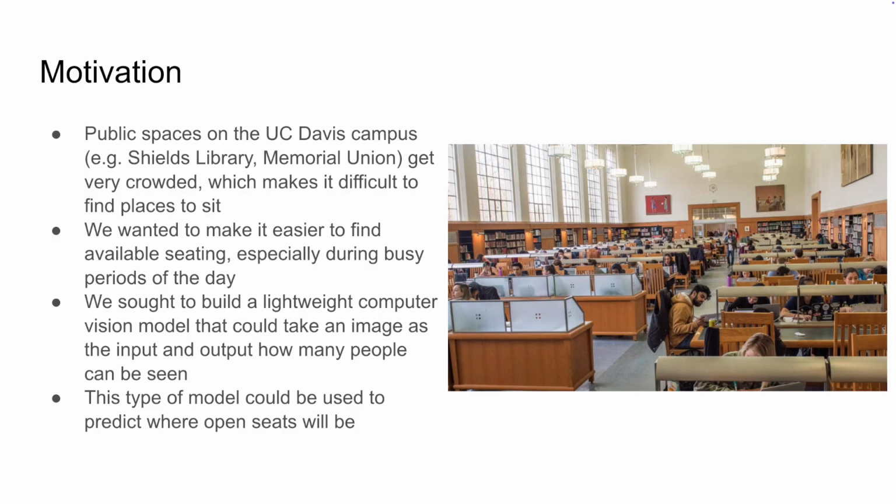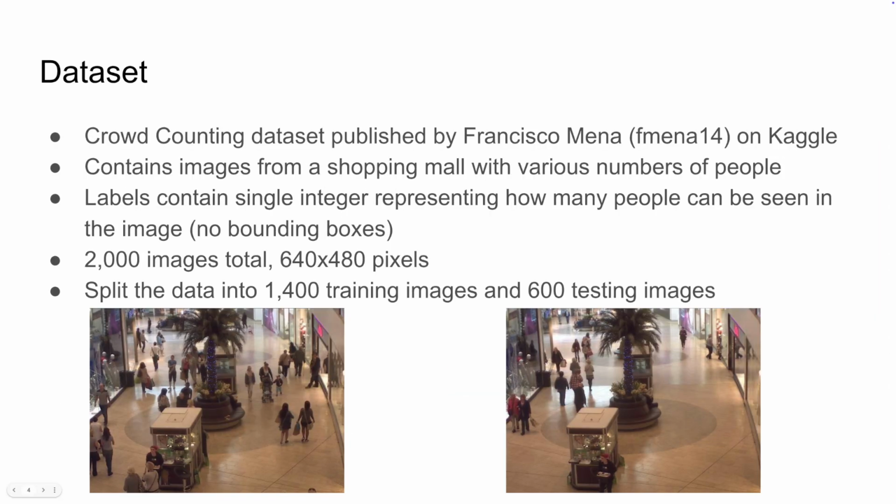And we were hoping to find a lightweight computer vision model that could take an image as an input and output how many people can be seen. This type of model could be used to predict where open seats will be, which could save people a lot of time. We used the crowd counting dataset published by Francisco Mena on Kaggle.